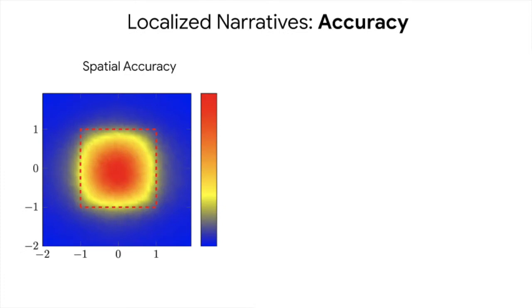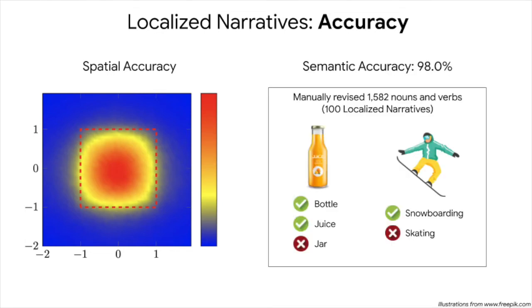Localized narratives are accurate. To measure spatial accuracy, we get all occurrences of the 80 COCO classes in our captions and find the closest box to the trace. This is the histogram of the trace location normalized to the closest box, which shows that most of the trace points land in a correct bounding box. To measure semantic accuracy, we manually revise 1,500 nouns and verbs and check whether they correctly describe the content of the image. We find that semantic accuracy is 98%.